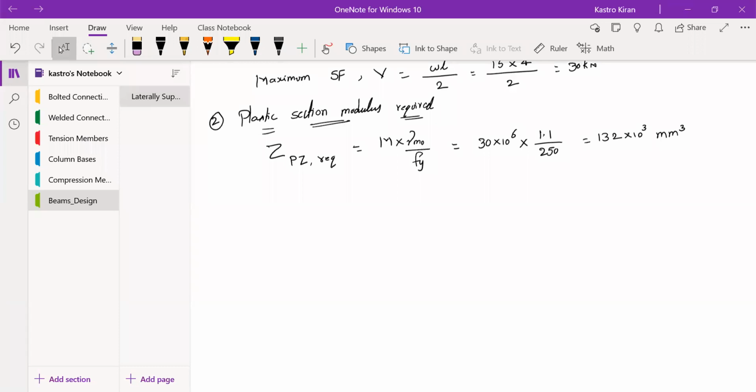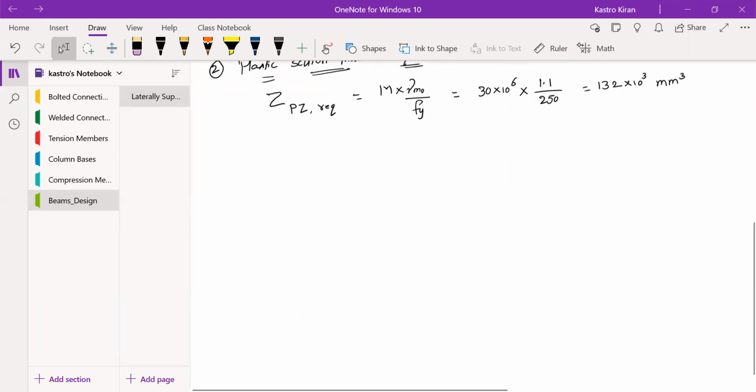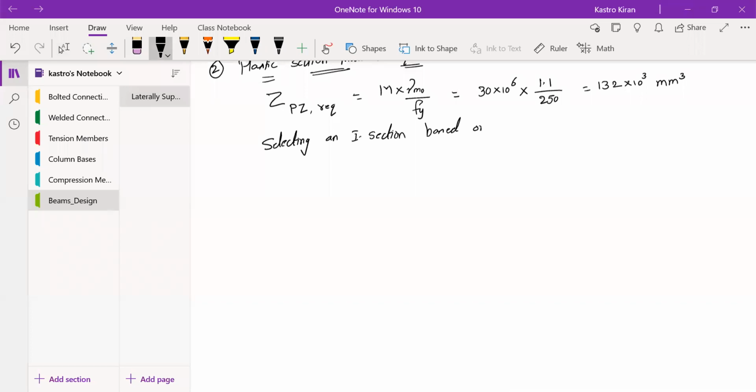Now the thing is, you have to select an I section based on the ZPZ value. Now let's write this statement. Selecting an I section based on ZPZ required from where? From annexure H of IS 800 2007.